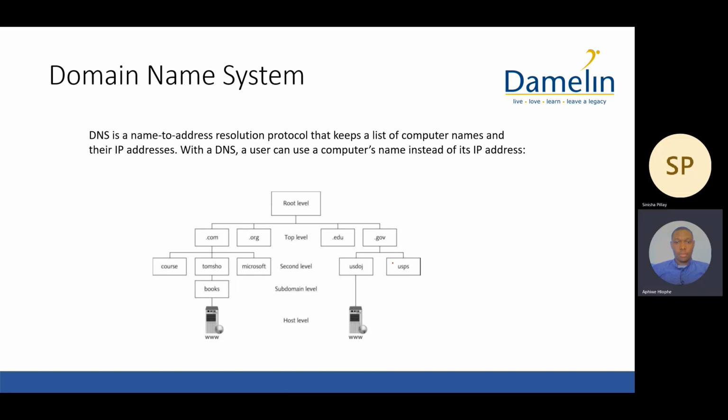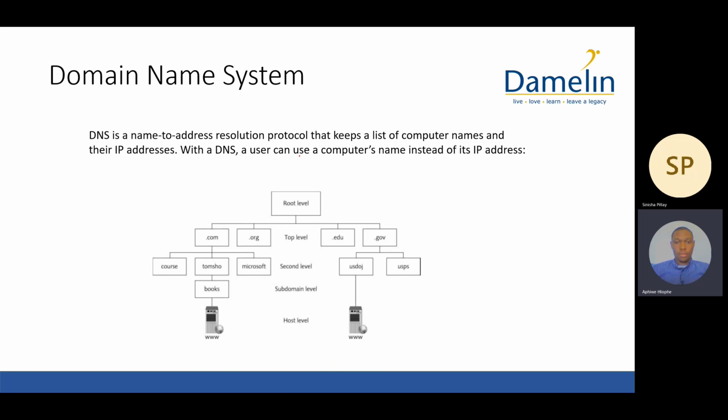So we also have the domain name system. Okay, so DNS is a name address resolution protocol that keeps a list of computers' names and their IP addresses. With DNS, a user can use a computer's name instead of IP addresses. So when the internet started to kick off, they realized that remembering IP addresses is very tricky because there's bound to be a lot of internet services that are going to exist in the future. So that's how DNS came about.